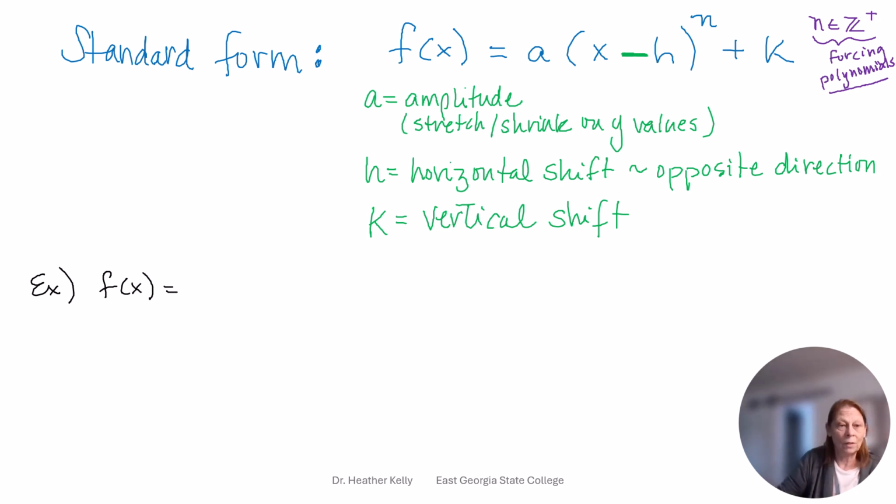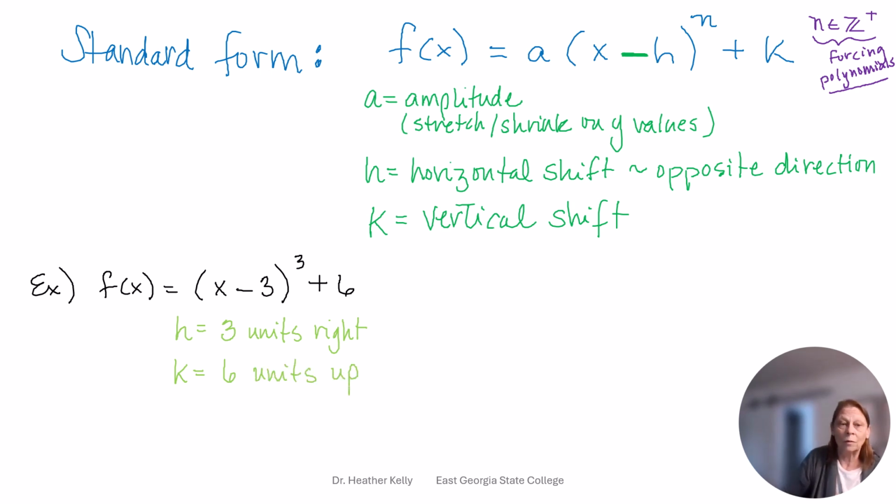So let's see. We'll start off easy. So looking at this one, if we're to describe those transformations here, we notice that we have a horizontal shift of 3, and it's going to be going to the right, even though that says x minus 3. Remember that minus is built in, so this is actually a +3, so that's 3 units right. And then we have k, and our k here is equal to 6, and that's 6 units positive, so up.